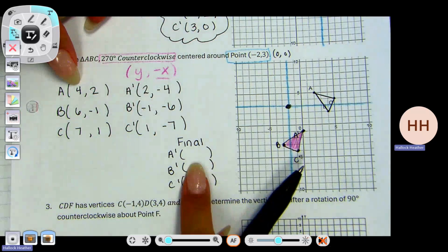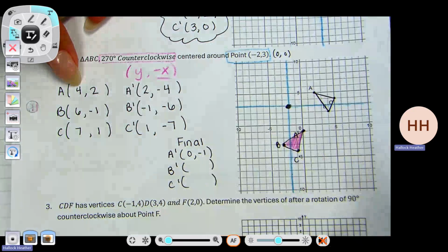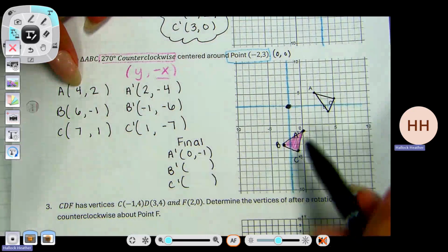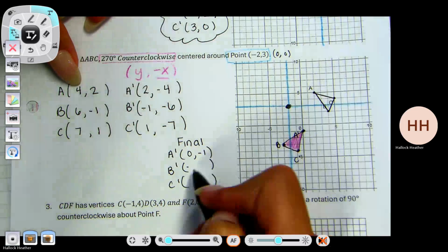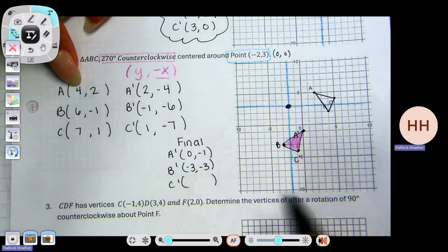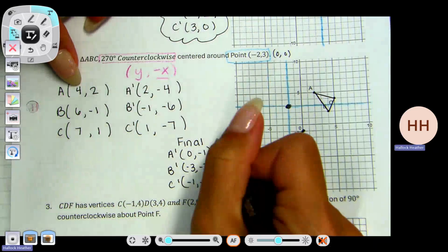So what's the final for A prime? 0, -1. What's the final for B prime? -3. -3. And then C? -1, -4. Nice, nice, nice. Okay.